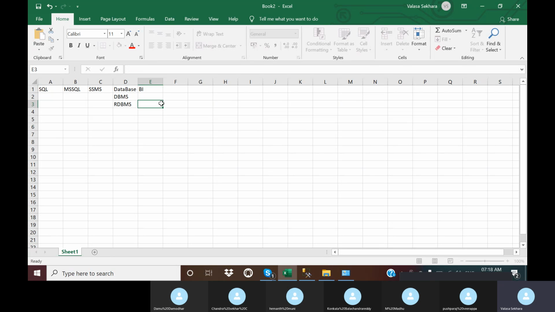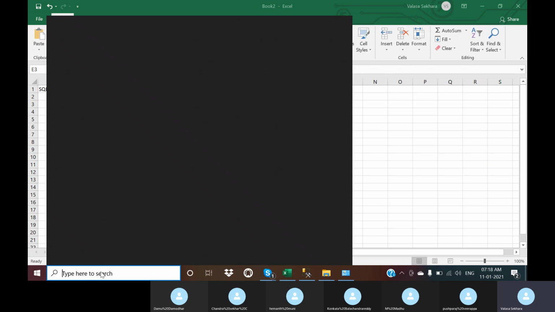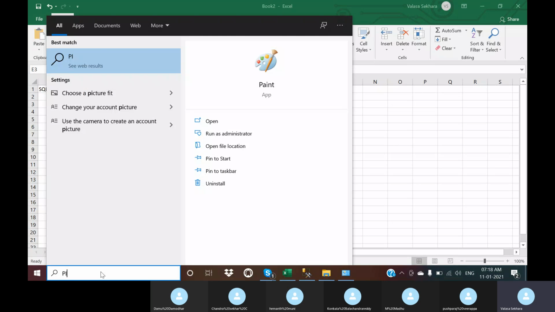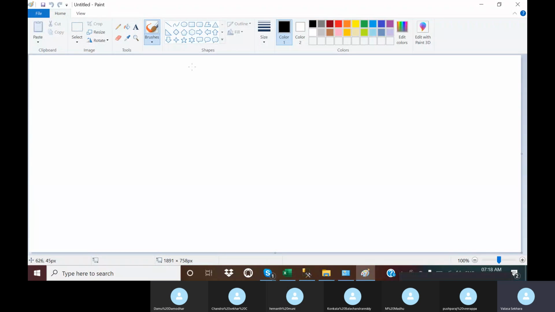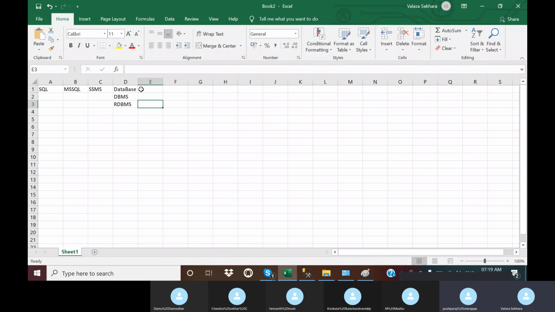BI is nothing but business intelligence. Remember this point, it's very, very important. Let me open Paint. BI is nothing but business intelligence. Based on the intelligence, we have to improve the business.